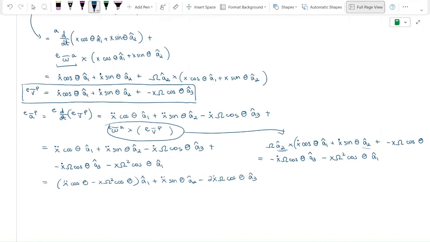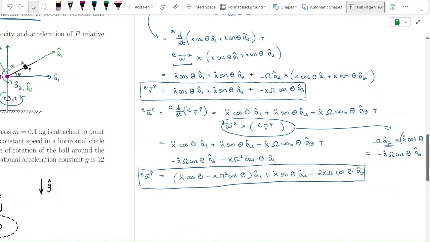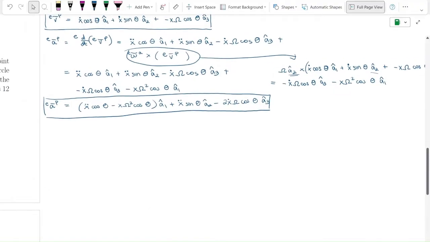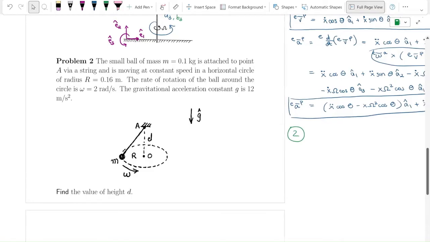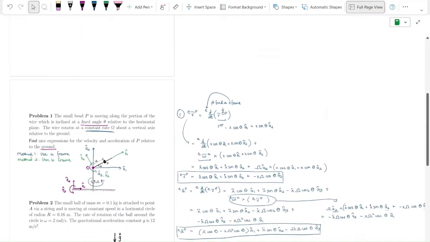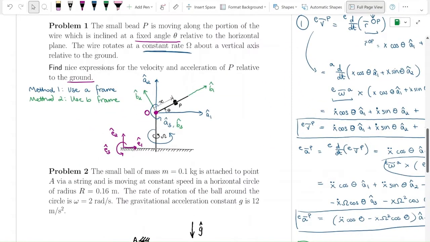And this is our final expression for the acceleration of P and E. Okay, so this is cool, but we can check our work with the second method, which is using the B frame. Using the B frame, what is our position vector?